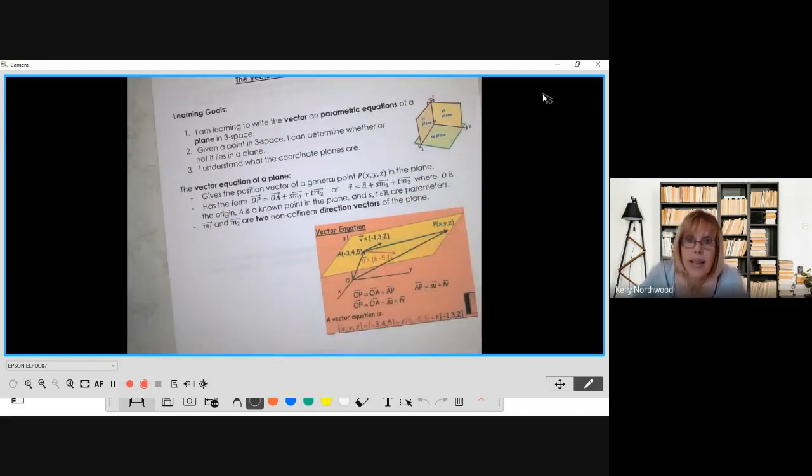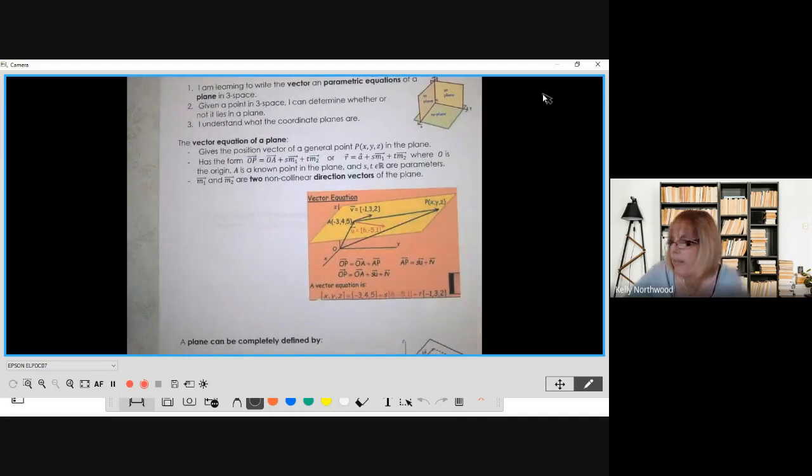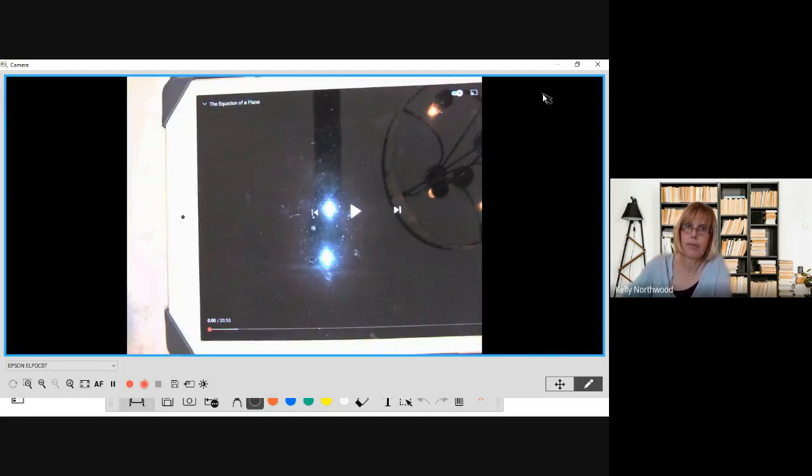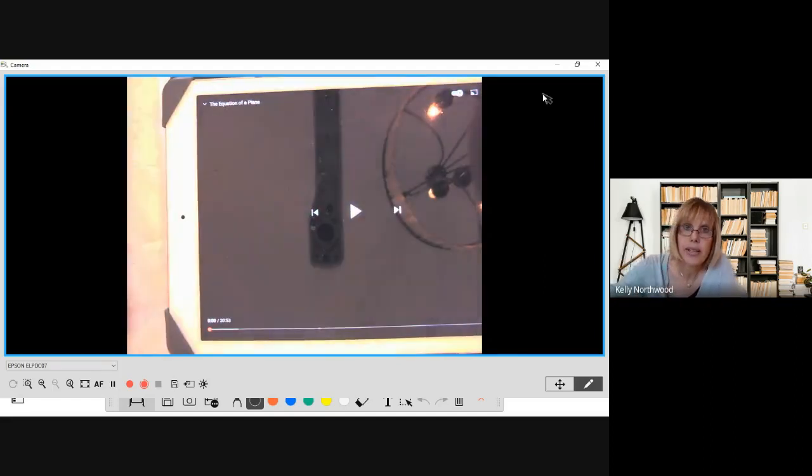So this all tells you about the vector equation of a plane, but I have a video that has this picture and explains it really well. So I'm just going to show part of that video as an introduction, and then we'll go from there. I think it might be better if I turn that light off.